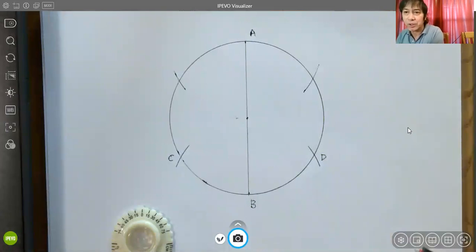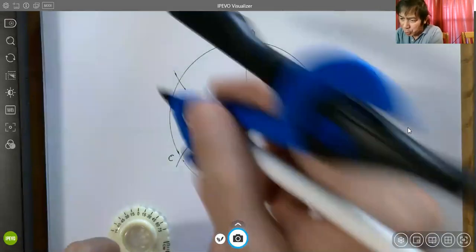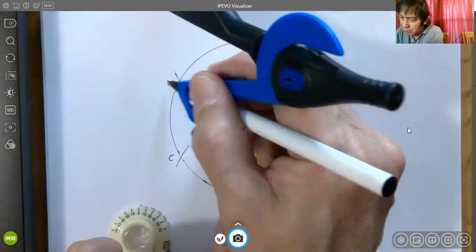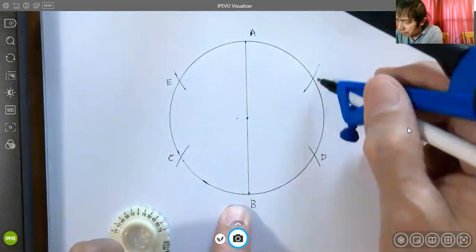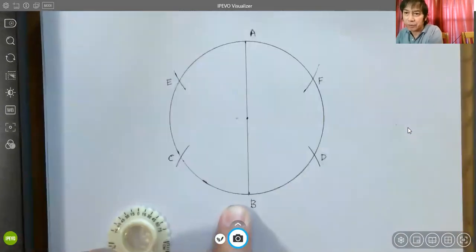Now, if you're going to connect the points A, C, D, you're going to have your vertex on top. However, if you want your triangle with a vertex pointing downwards at B, then you can use the other two points. Let's call them point E and F there.